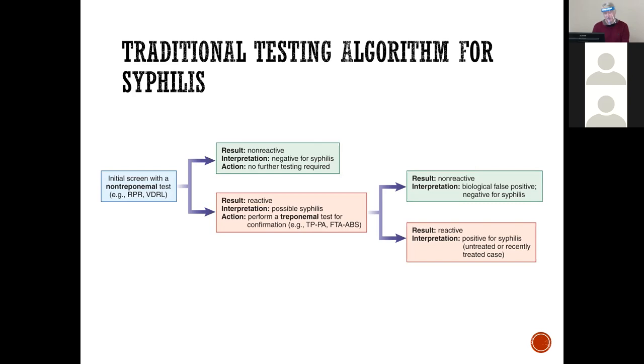So here's the algorithm I talked about with testing, initial screening for RPR. If it's non-reactive, go on about your business. You're negative. If it's reactive, then we have to go into the treponemal test. If the treponemal test is reactive, that would say you're positive for syphilis. If you got a reactive RPR and there was no reactive result looking at the treponemal spirochete, maybe a false positive. But you definitely would say negative for syphilis. This is confirming the result.